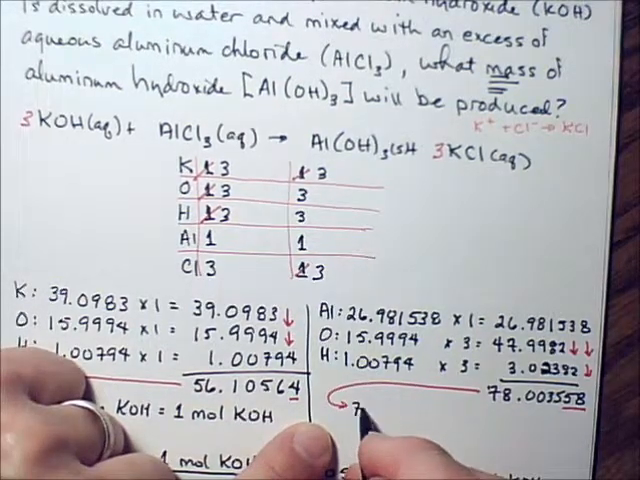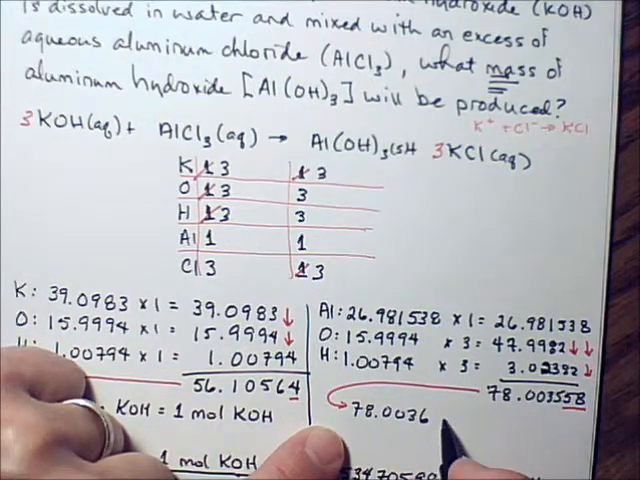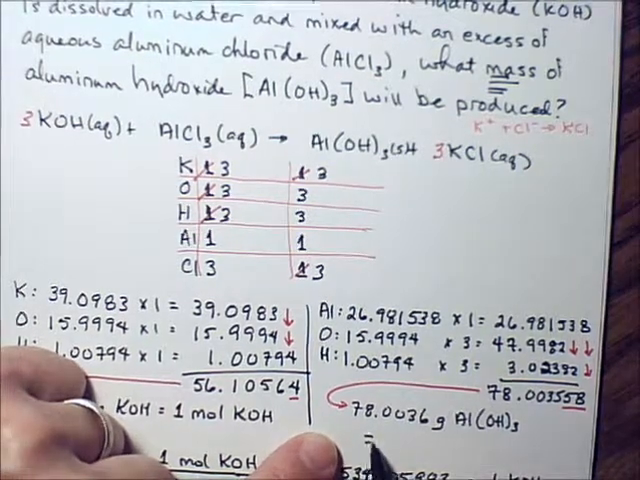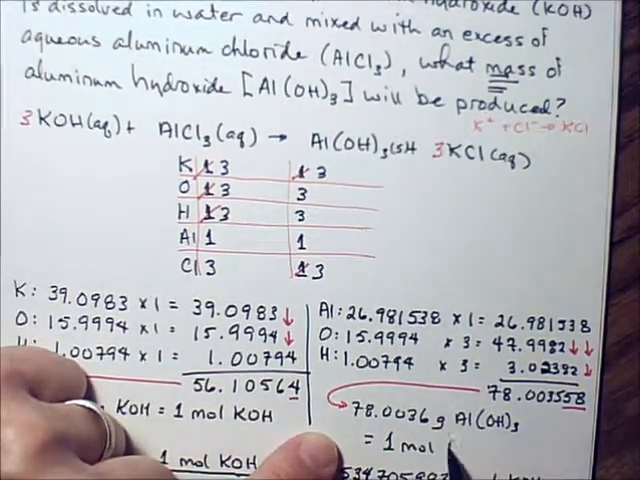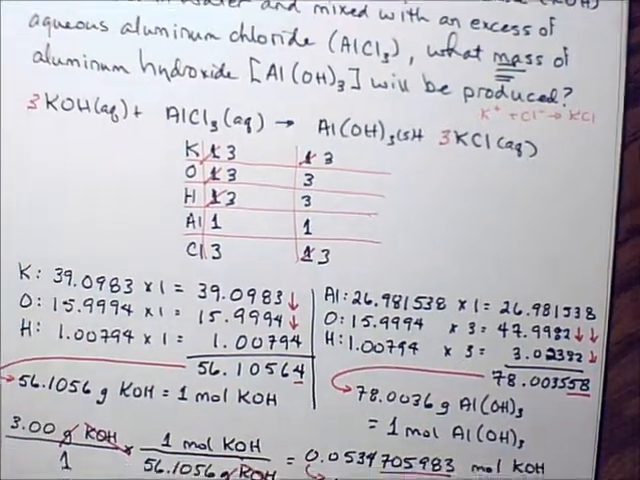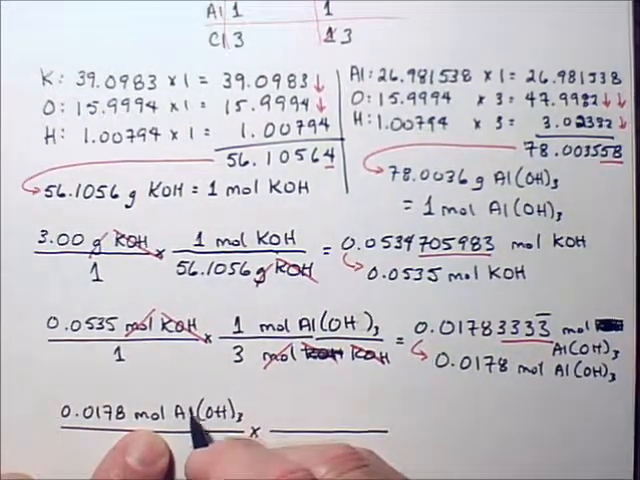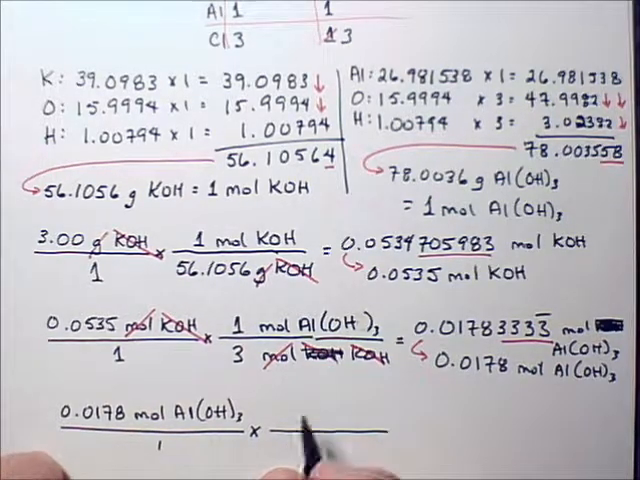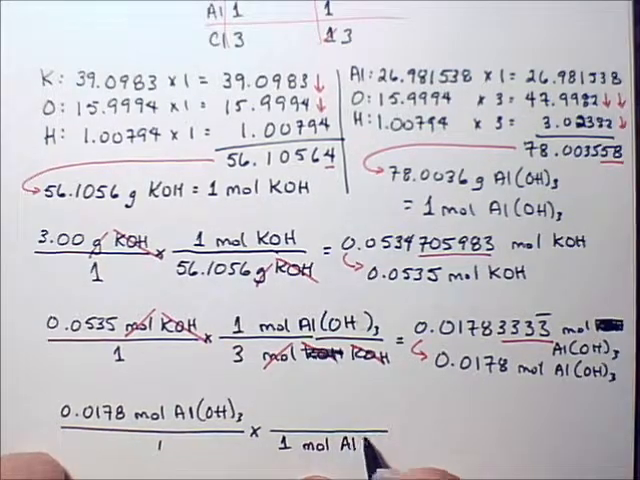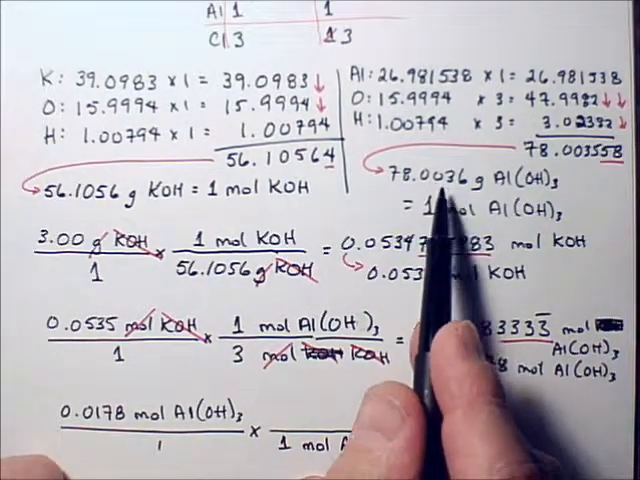And we have 78.0036 grams of aluminum hydroxide equals 1 mole of aluminum hydroxide. That's right. So if I've got moles of aluminum hydroxide on the top here, exactly, 1 mole of aluminum hydroxide needs to go on the bottom here. And the other side of that equality statement I created here goes on the top.